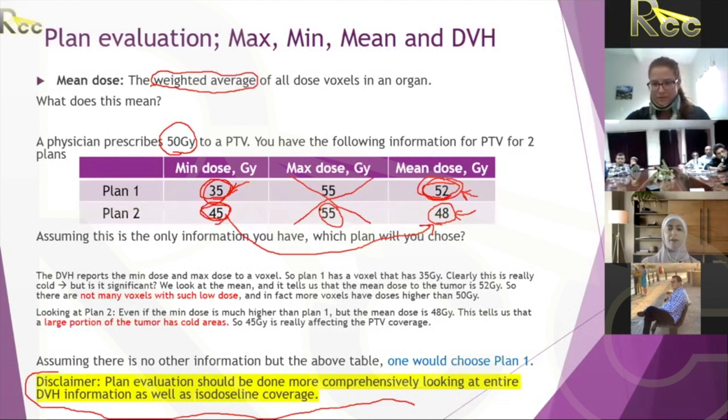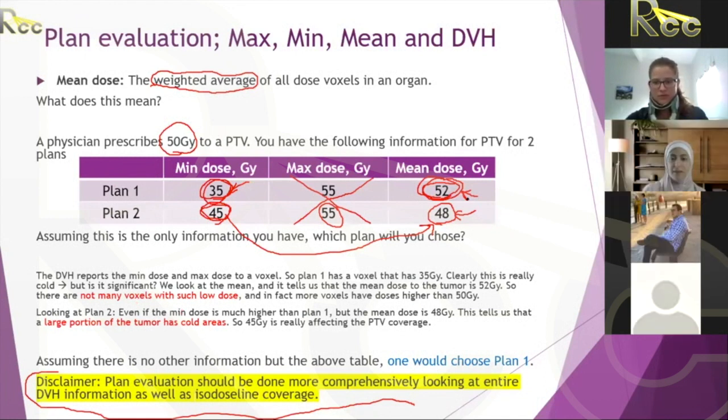It could be that this 35 gray is just one voxel, so you really cannot see it in the planning system. You have the isodose distribution, you focus one on one, and you really cannot see where the 35 gray isodose distribution is, because maybe it's just one little voxel. You still have to go to the isodose line distribution. But we were talking about how to interpret mean dose in the presence of minimum and maximum doses.